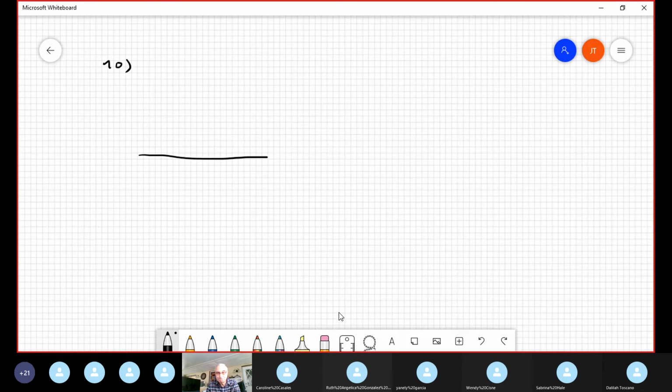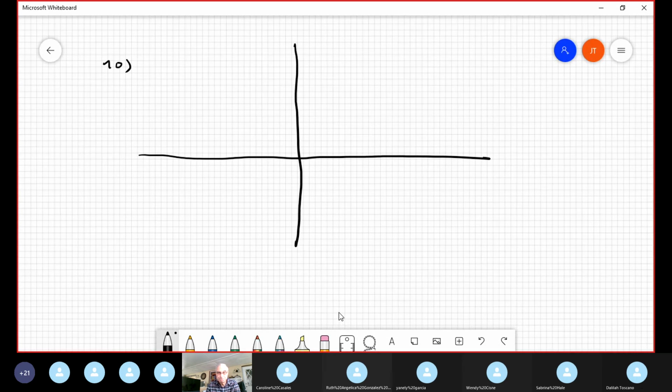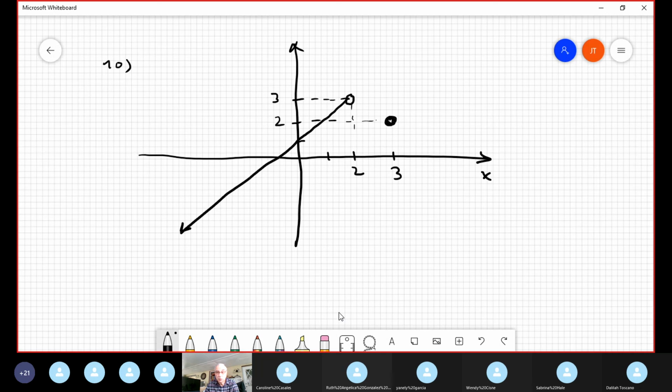Okay, one graph is given. I don't know if it's exactly the same as this or not. Let me try to do my best. This is 1, this is 2, this is 3, approximately. This is open, and at 2, it's closed. It's going down. It's decreasing. But this is not the point.